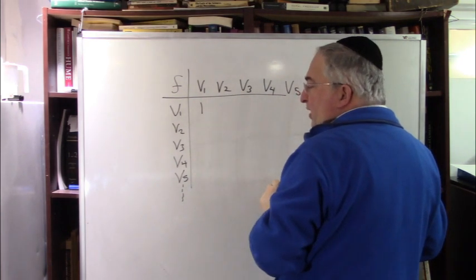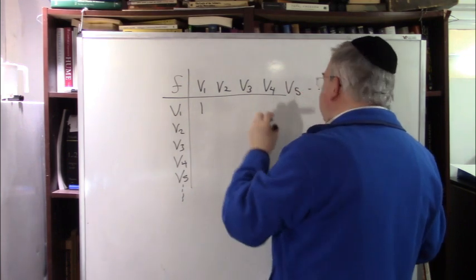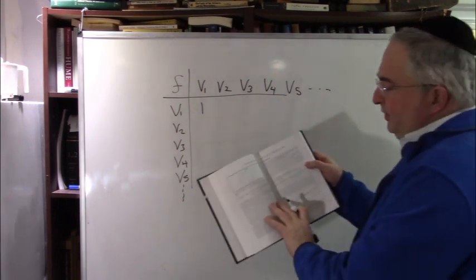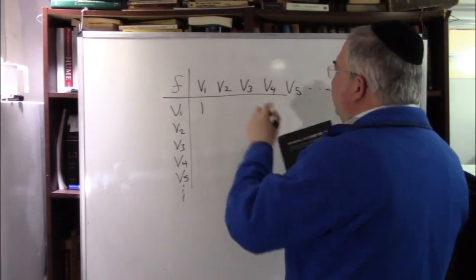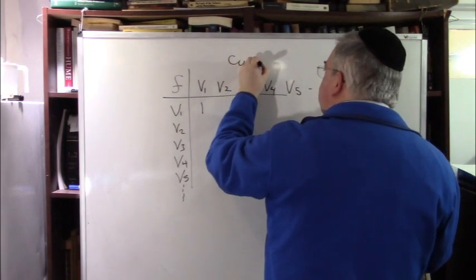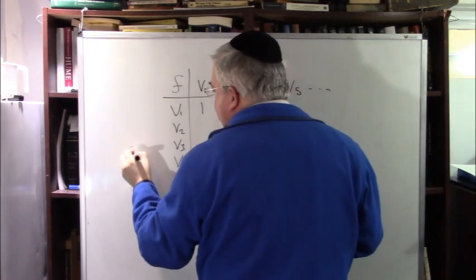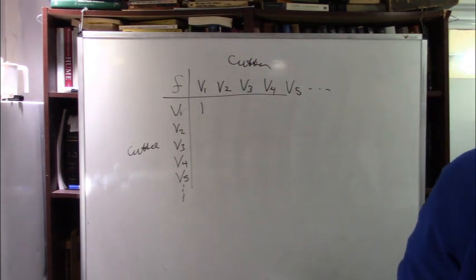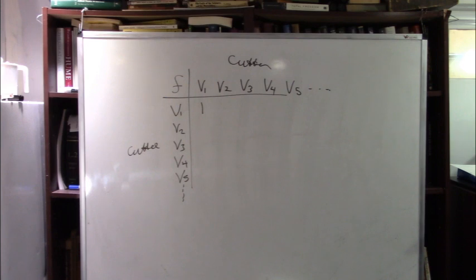By the way, this is on page 114 of the book. There's a nice little picture of it. I say, this is the cutter. This is the person who cuts hair, and this is the cuttee. I don't know if that's actually a word, but that's what I made up.